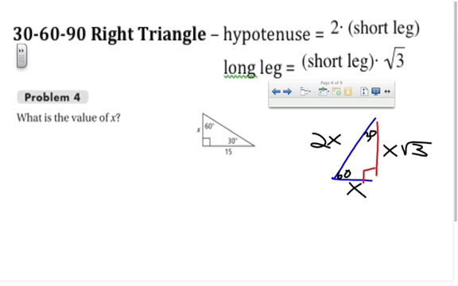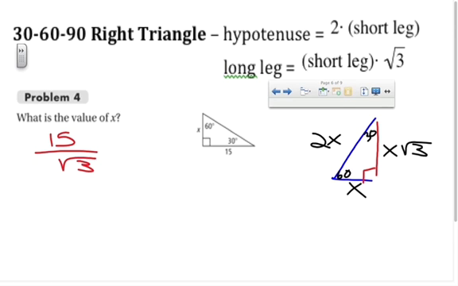Notice up here the relationship between the long leg and the short leg. The long leg is the short leg times radical 3. I need to go backwards and find the short leg, so I would hope that you realize we're taking that 15 and dividing it by radical 3. Up here, notice that the long leg, this 15, is the short leg times radical 3.